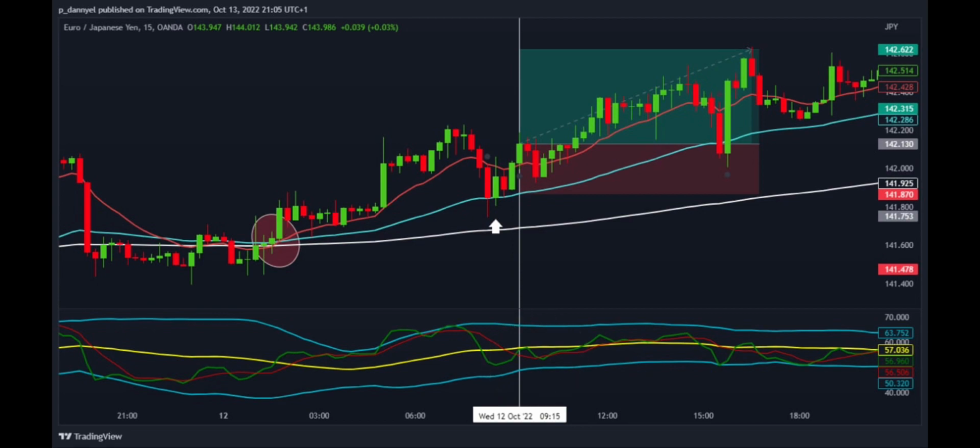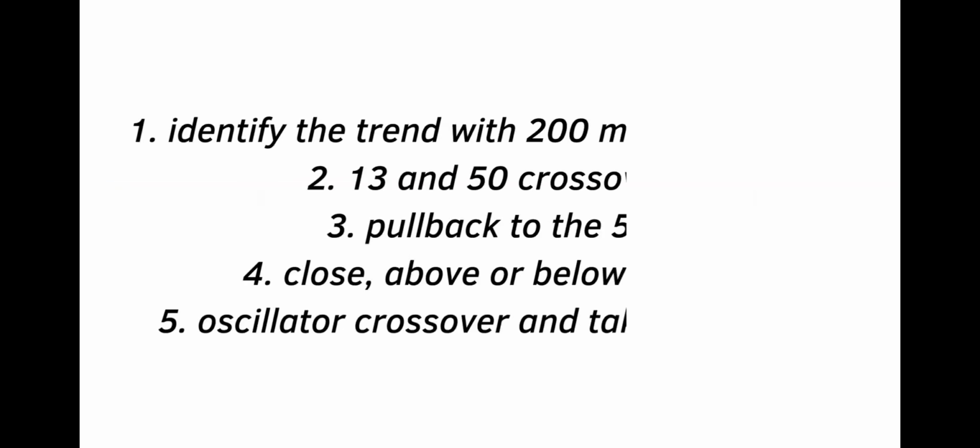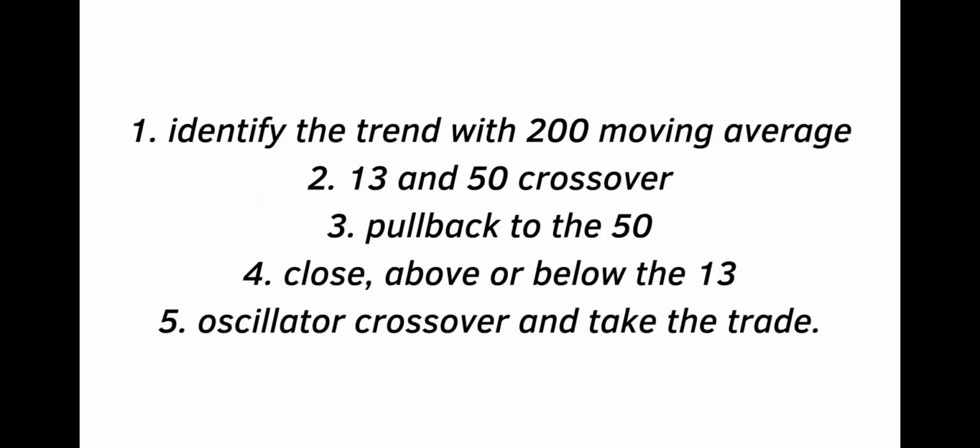This strategy has a high win rate when done correctly. Follow the rules for the strategy and it will work well for you. Again, the rules are: 1. Identify the trend with the 200 moving average. 2. 13 and 50 crossover. 3. Pull back to the 50. 4. Close above or below the 13. 5. Oscillator crossover and take the trade.